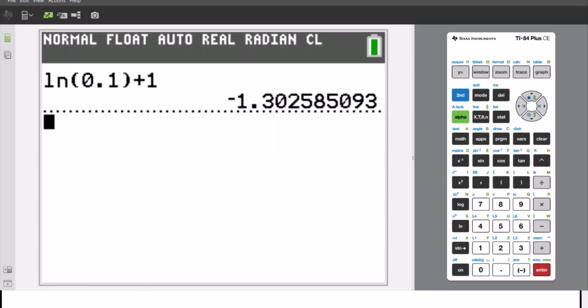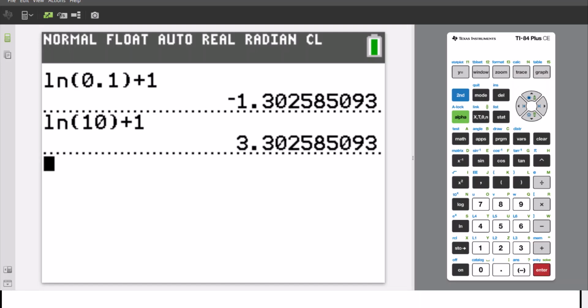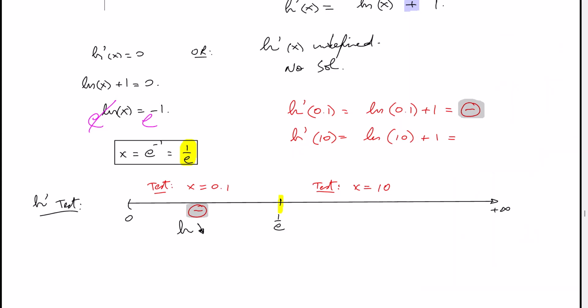Similarly, we'll do the 10 part, so ln of 10, close parentheses, plus 1, and you can see the answer is 3.3 roughly. What matters is that the answer here was positive. So for the second test that we did, the answer turned out to be positive. So I'm going to grab that and again write it down underneath the interval to remind myself that the answer I got was positive on this interval. So what that means is that the function h was increasing.